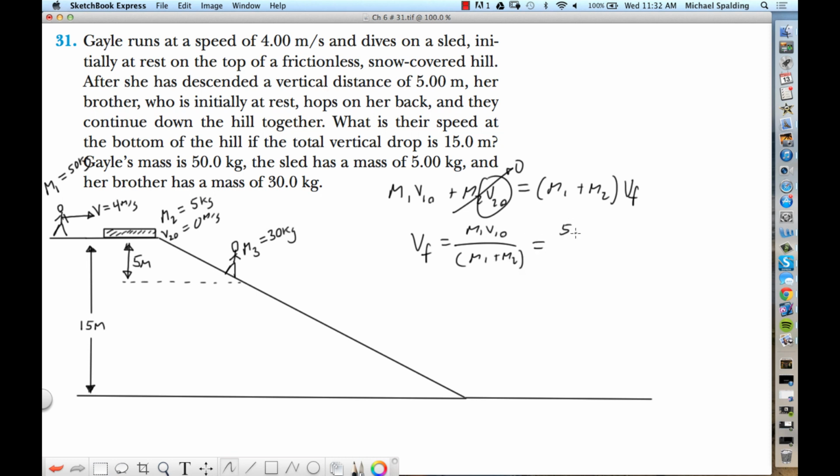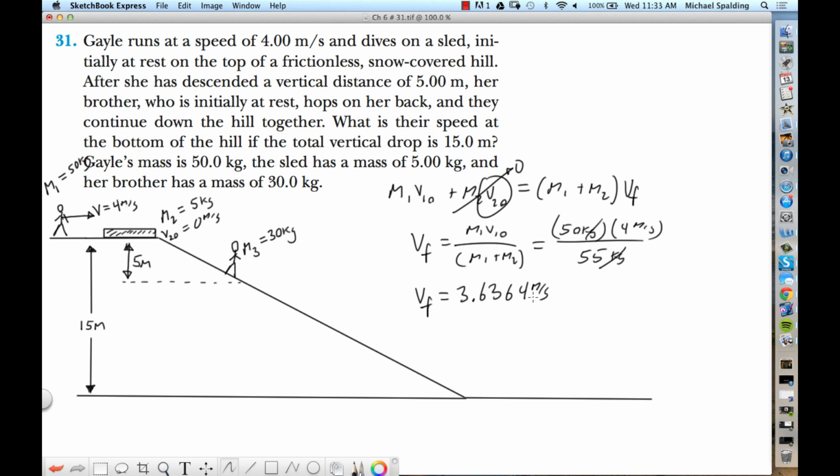So the mass of the girl is 50. Her velocity is 4. And then the combined mass, the mass of the sled is 5, so combined mass is 55. Kilograms cancel. And we get final velocity after she jumps on the sled to be 3.6364. Don't round this because we're going to use it. You don't want to get rounding error.